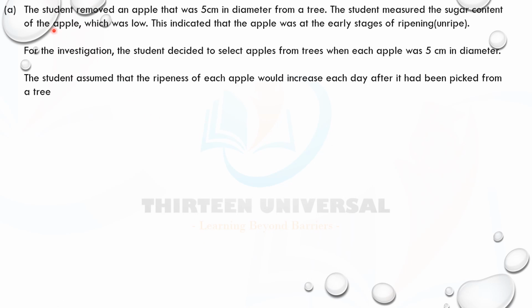Now look at the question. The student removed an apple that was 5 cm in diameter from a tree. The student measured the sugar content of the apple, which was low. So at 5 cm, it was low. Remember, they told us that the sugar content increases over time, right? This indicated that the apple was at the early stages of ripening. That was why the sugar content was low.